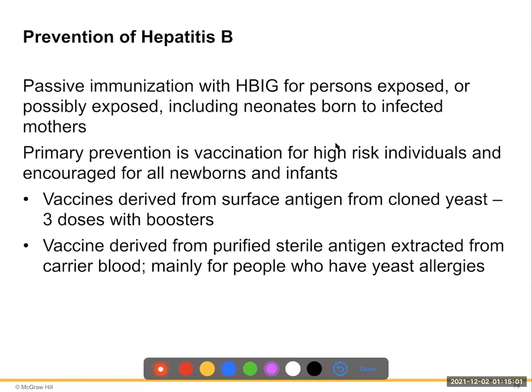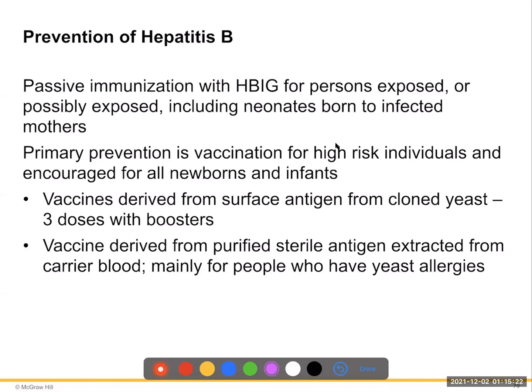Prevention of hepatitis B. Passive immunization with HBIG for persons exposed or possibly exposed, including neonates born to infected mothers. We talked about before, it can be transferred as the baby goes down the birth canal. Vaccines are derived from surface antigens from cloned yeast. There are 3 initial doses, and then there's a booster shot.